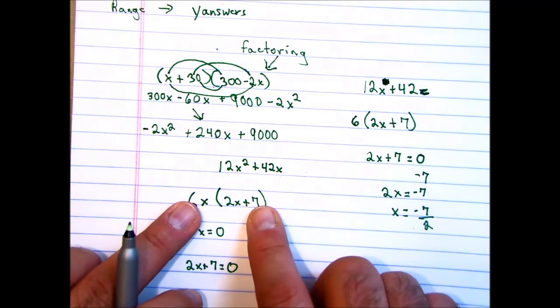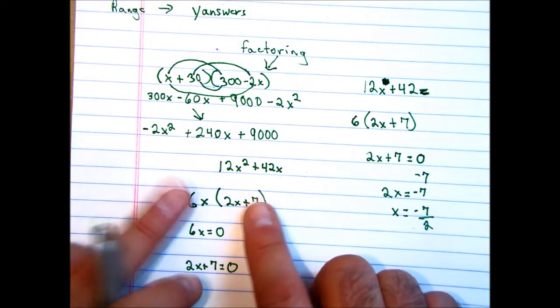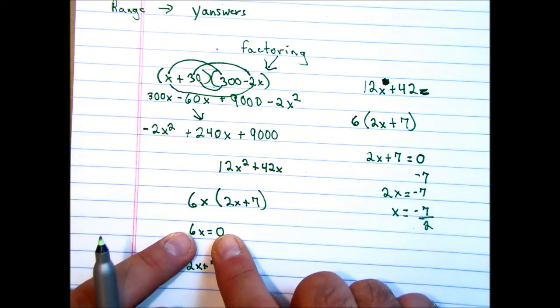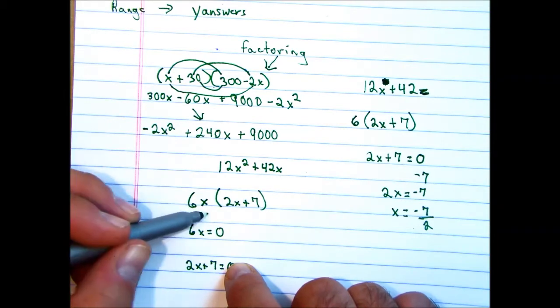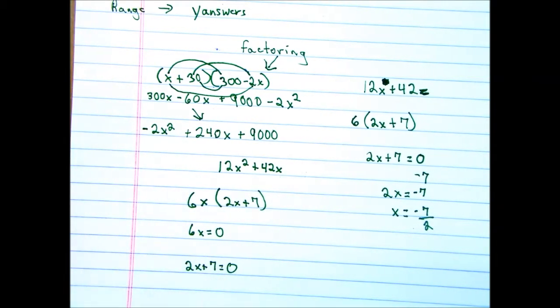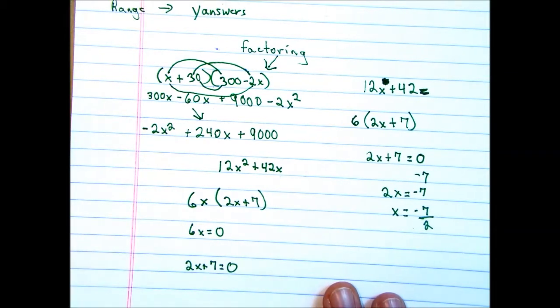So I do my 0 work. I got to factor first. Then I turn around and put them equal to 0. The outside's equal to 0. The inside's equal to 0. And then solve. Now, looking at my factored form, I can tell a lot about it.